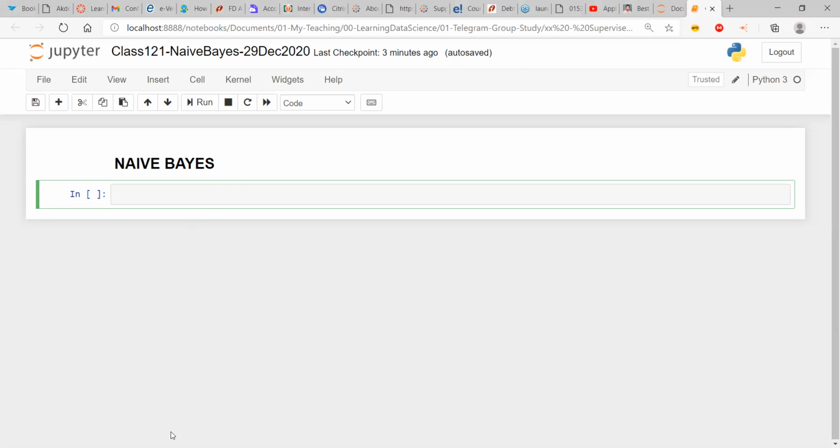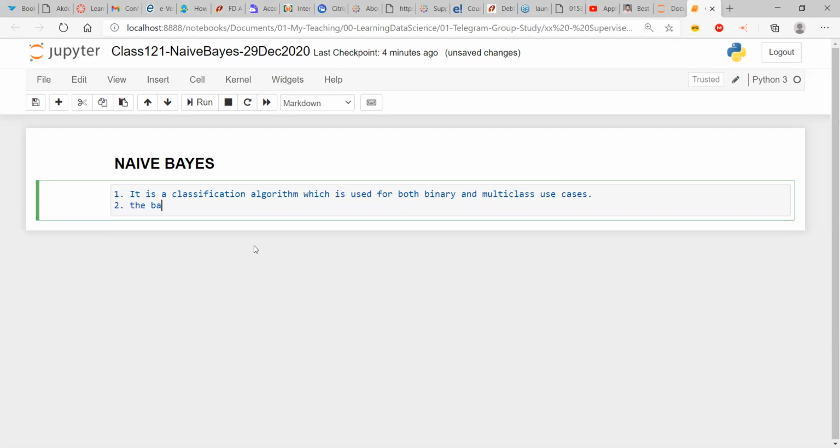Before we get into that, let's finish the basics that I need to know with respect to naive Bayes. So let's try to write some notes on it. First of all, it is a classification algorithm, which is used for both binary and multi-class use cases. However, the backbone of this algorithm is conditional probability.